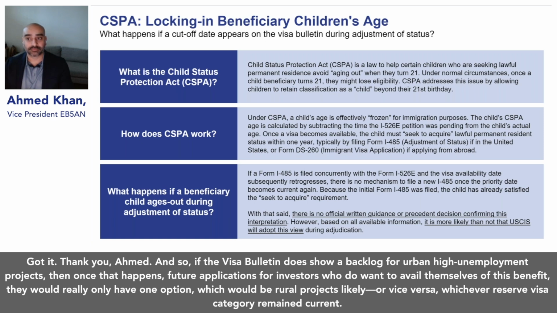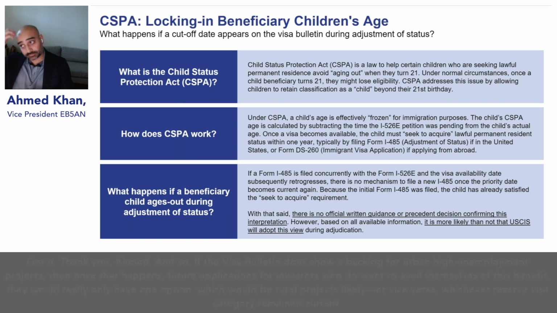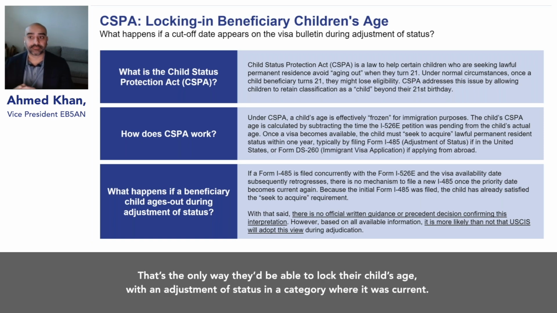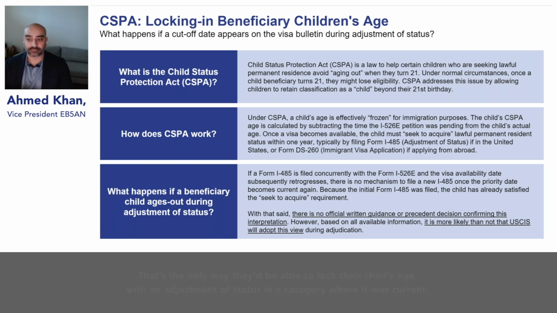And so if the visa bulletin does show a backlog for urban high unemployment projects, then once that happens, future applications for investors who do want to avail themselves of this benefit would really only have one option, which would be rural projects likely, or vice versa, whichever reserve visa category remains current. Right. That's the only way they'd be able to lock their child's age with an adjustment of status in a category where it was current. Right.